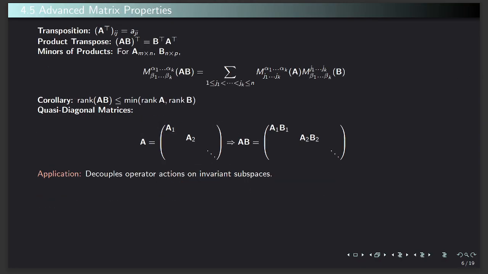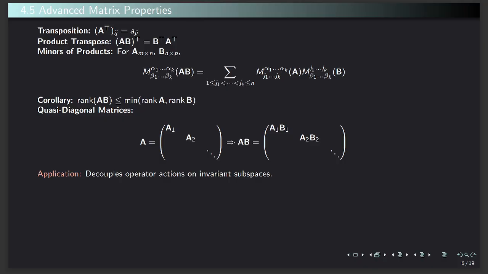Yes, I am. Any k by k minor of the product matrix AB can be calculated as the sum over all k by k minors of A and B, and the direct corollary is the rank inequality. The rank of a product of matrices cannot exceed the minimum of their individual ranks. This is an information theoretical principle. A sequence of transformations, as we're seeing here, cannot generate more linearly independent outputs than the most restrictive transformation in the sequence.